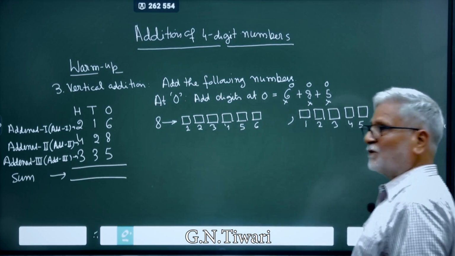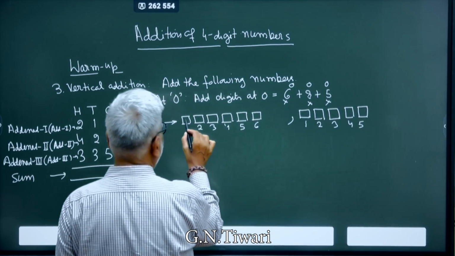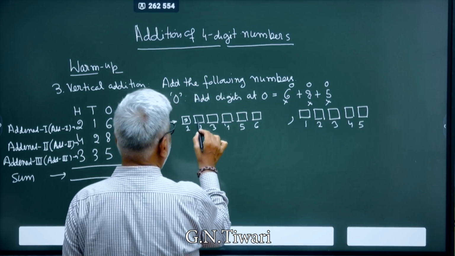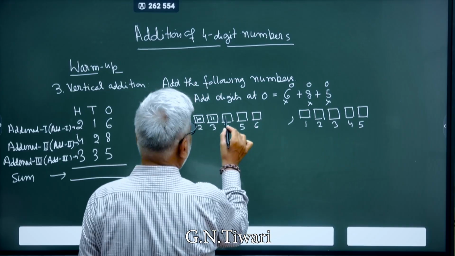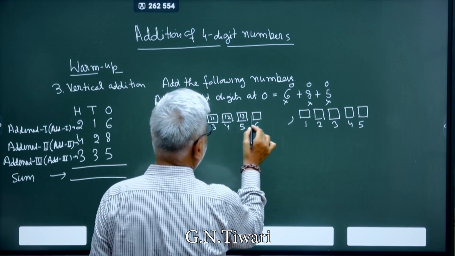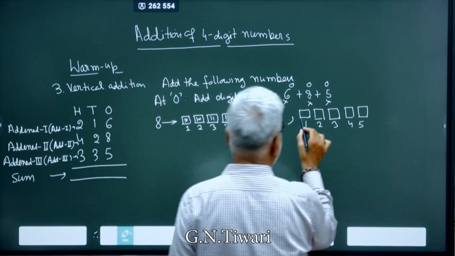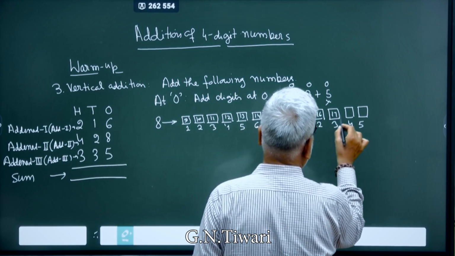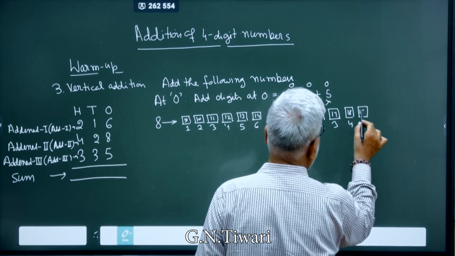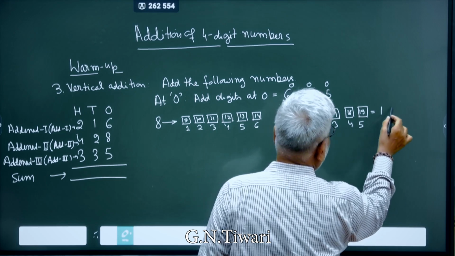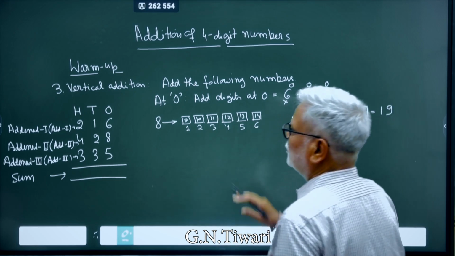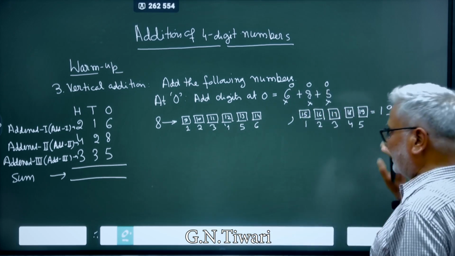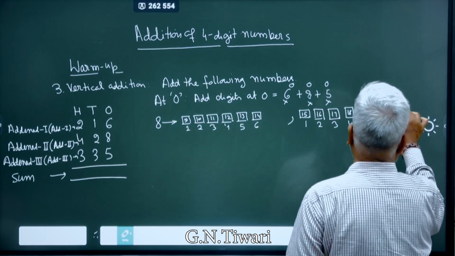Now count forward. After 8, 9, 10, 11, 12, 13, 14. After 14, 15, 16, 17, 18, 19. There cannot be a mistake by doing this square method. And again here, this is O and this is T.